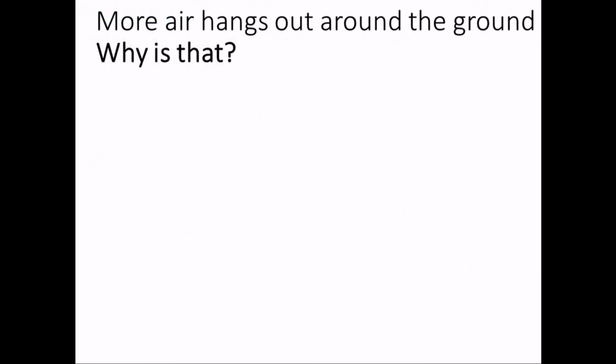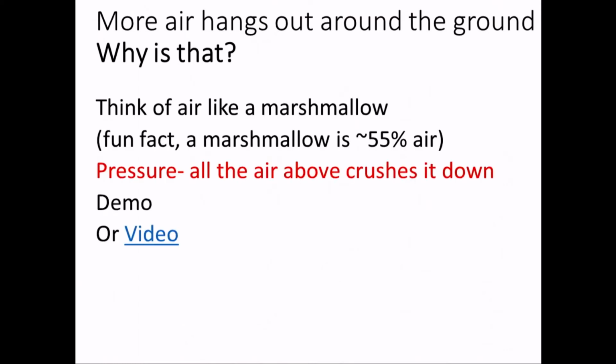Now, more air hangs out near the ground. You may have heard me say that, and the reason for that is pressure. So think of Earth's air like a marshmallow. The more you squeeze a marshmallow, the more pressure you put on it, the smaller it gets and the more it crushes down. And Earth's atmosphere is a lot like that. Earth's atmosphere is squeezed close to Earth's sea level surface because there's a whole bunch of air molecules above it pushing down on the sea level air. And as you go higher up, there's less air above pushing down, so less pressure.